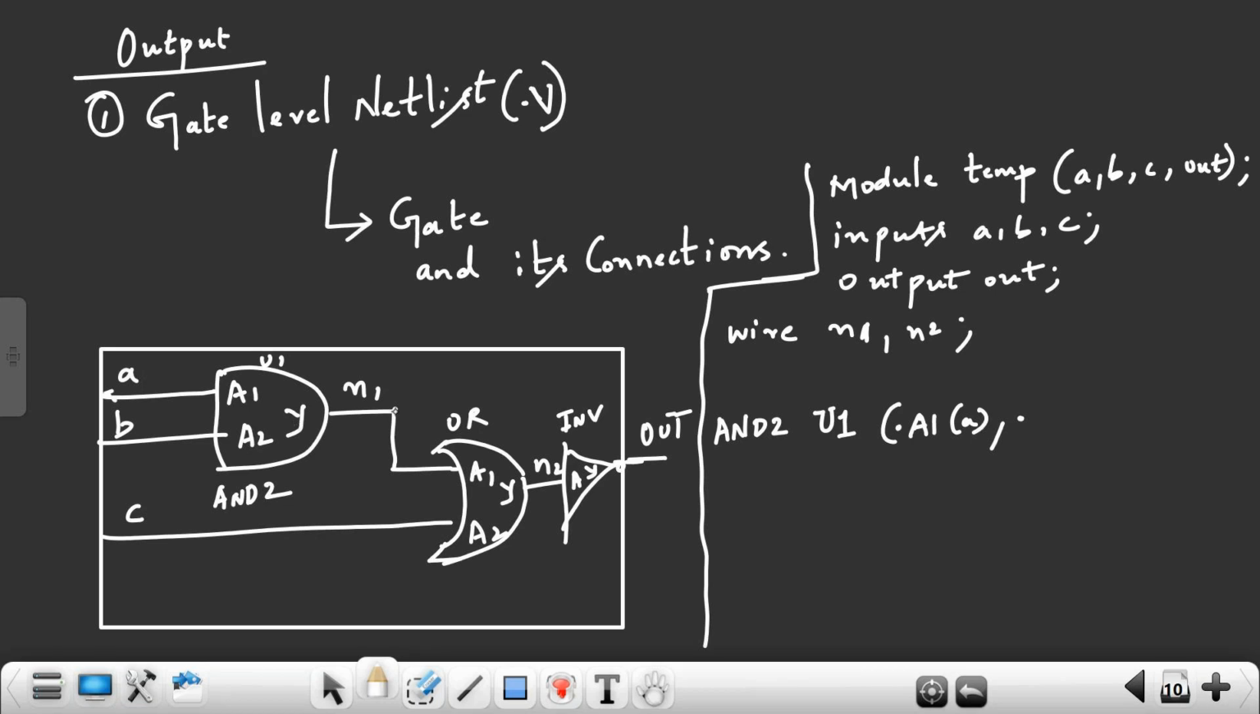So A1 pin is connecting to what? A port, and it's A2 pin where it's connecting? B port, and this Y pin where it's connecting? Connecting to what? N1 net. Right? It's connecting to N1 net.